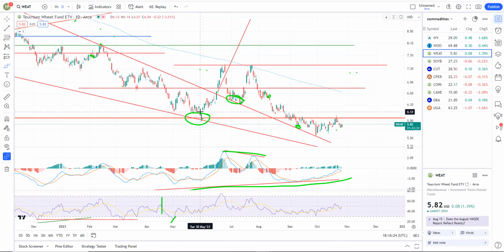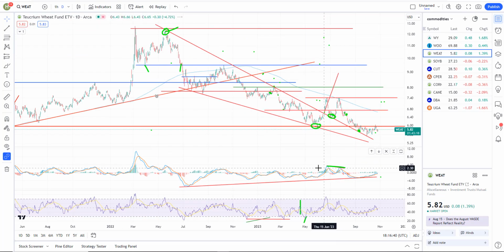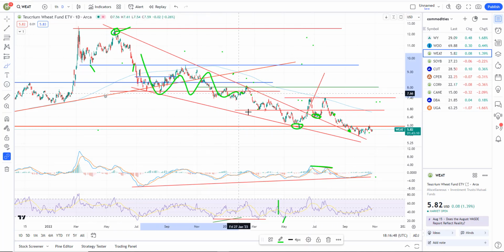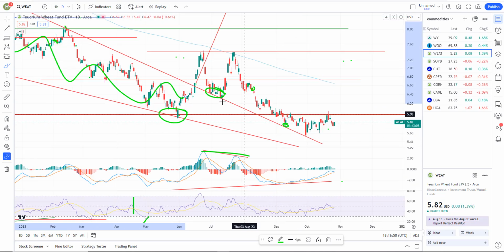Okay, wheat. Wheat still looks like a long, guys. Again, I'm going to continue to talk about the trade setup until it either fails and the technicals change, or it works out. But by the time it works out, it will no longer be objective. So, wheat again, bullish divergence. Momentum has been building for a while. So you've got momentum building, meanwhile you've got this bullish falling wedge.